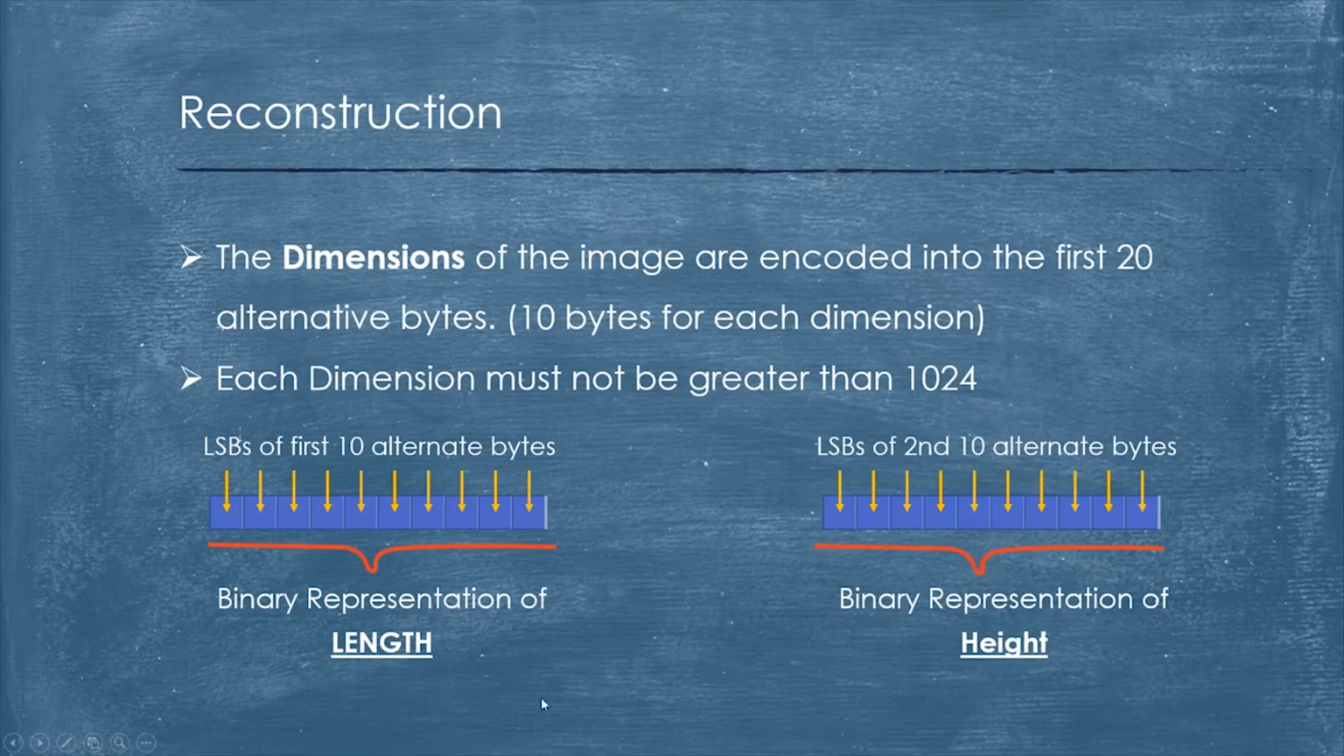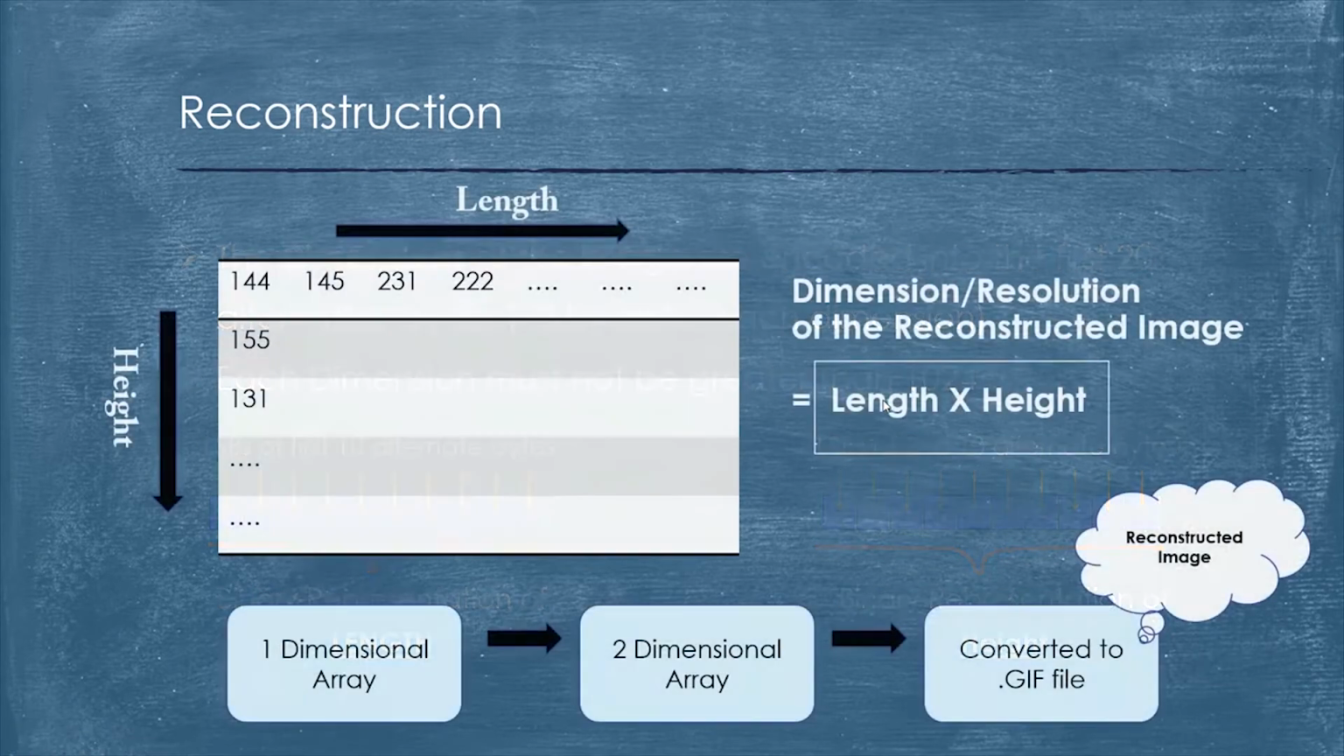So if the dimensions are greater than 1024, the encoding process cannot be done. So what happens if we insert a higher resolution image? It will actually be cropped by the encoder so that it's not greater than 1024.